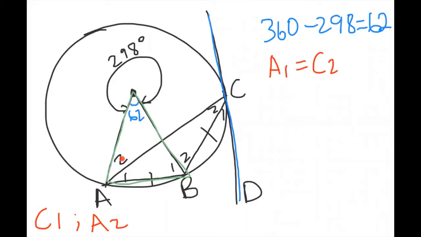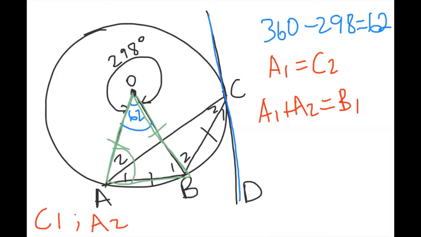Let's look at the green triangle. So if this is 62, and just keep in mind, if this is the center, that means A to the center, let's call the center O. AO, which is this here, will equal OB, because that's the radius, and the radii are always the same. So that means this angle, A1 plus A2, will equal B1. Do we have it? Yes, we can work it out because we have the 62 over here.